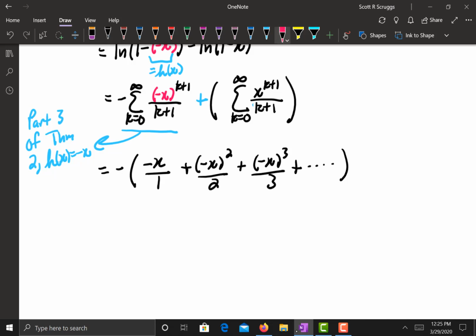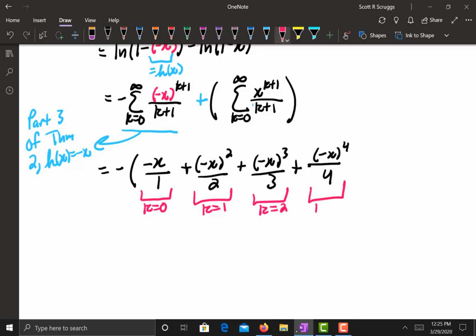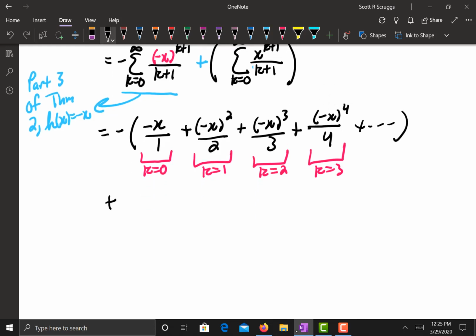Keep in mind k equals 0, k equals 1, k equals 2, and so on. Now let's add when k equals 3 to make it clear what's happening. So x to the 4th over 4, k equals 3, plus dot dot dot to note that I continue the pattern.